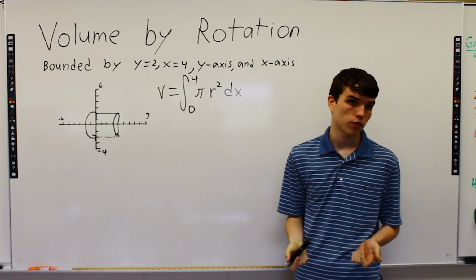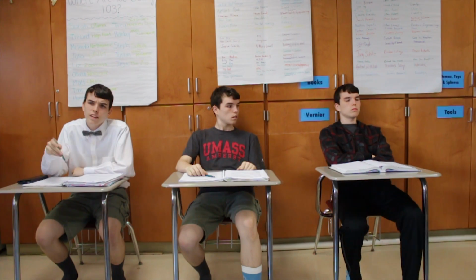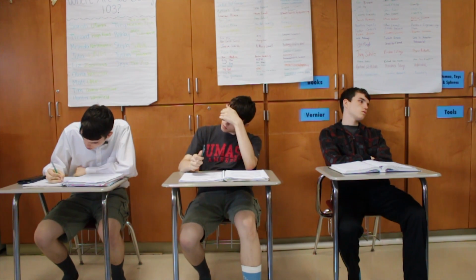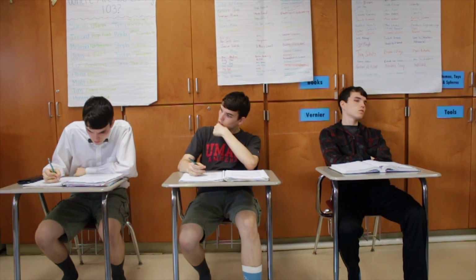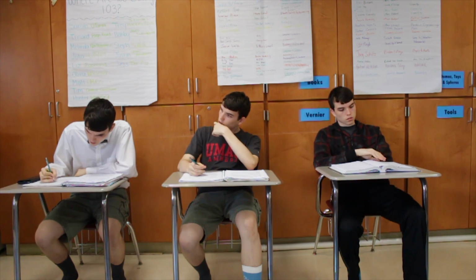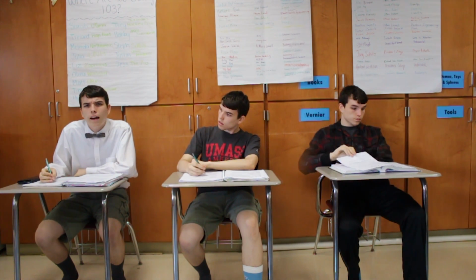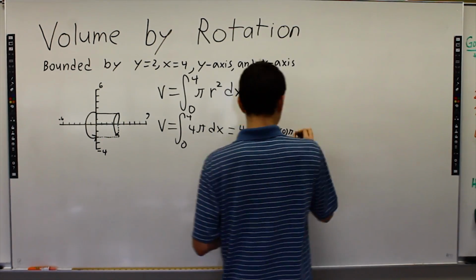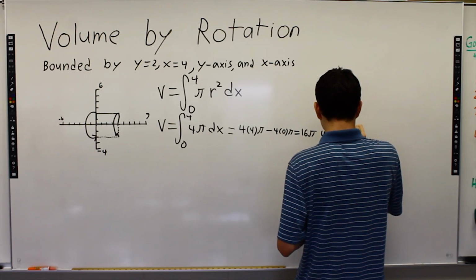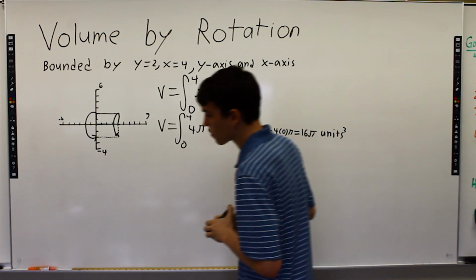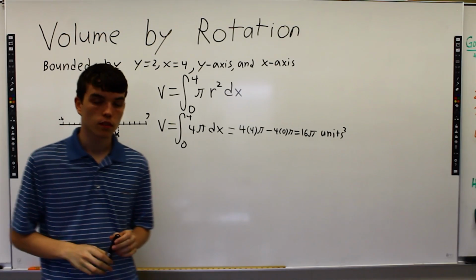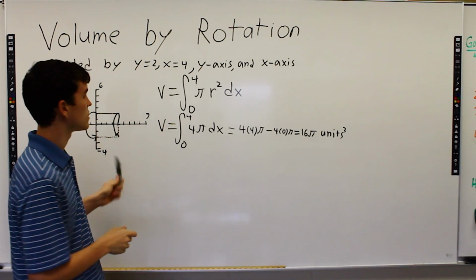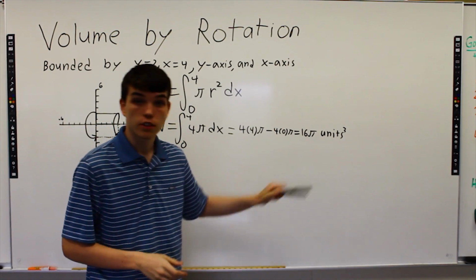Manny, could you please solve this for us? When you integrate 4 pi from 0 to 4, you get 4 pi times 4 minus 4 pi times 0, so 16 pi. Yes, that is correct, but don't forget about units. In this problem it doesn't say units, so just say units cubed.